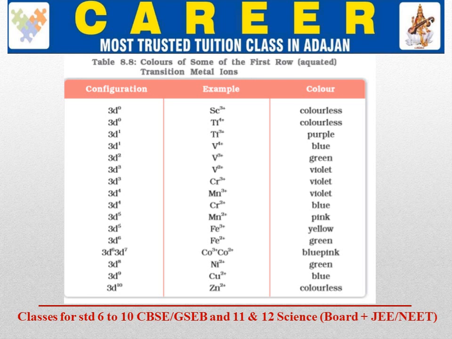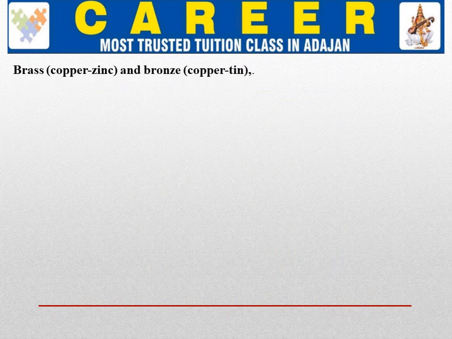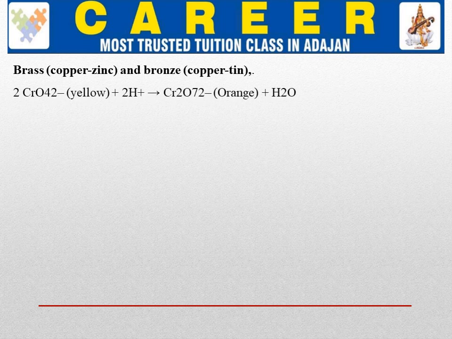Color of coordination compounds is attributed to d-d transitions. Brass is a mixture of copper and zinc, whereas bronze is a mixture of copper and tin.